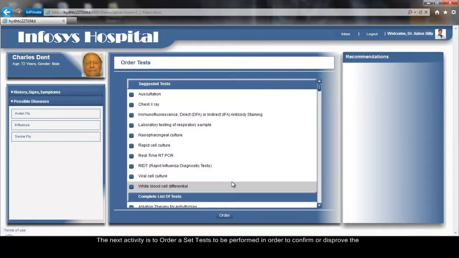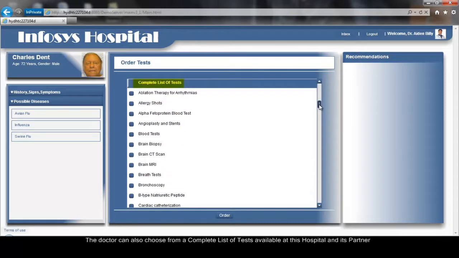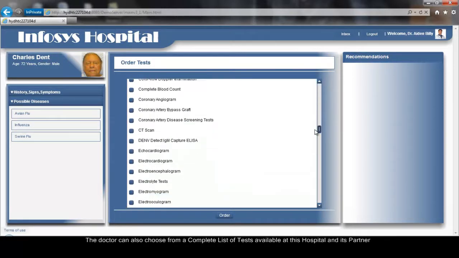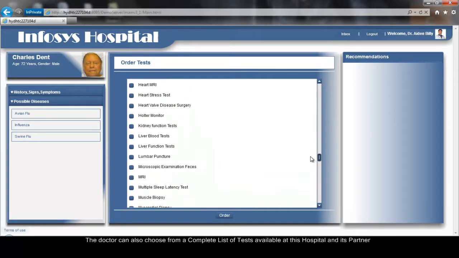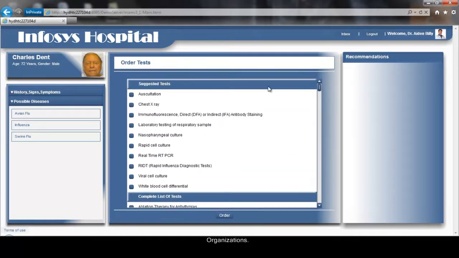The next activity is to order a set of tests to be performed in order to confirm or disprove the previous set of possible diseases. In the middle panel, the doctor can see the suggested tests, which are based on the standards of care for each of the possible diseases. The doctor can also choose from a complete list of tests available at this hospital and its partner organizations.